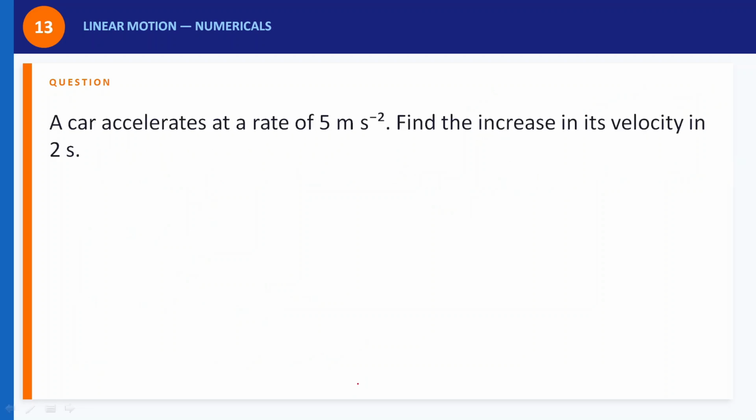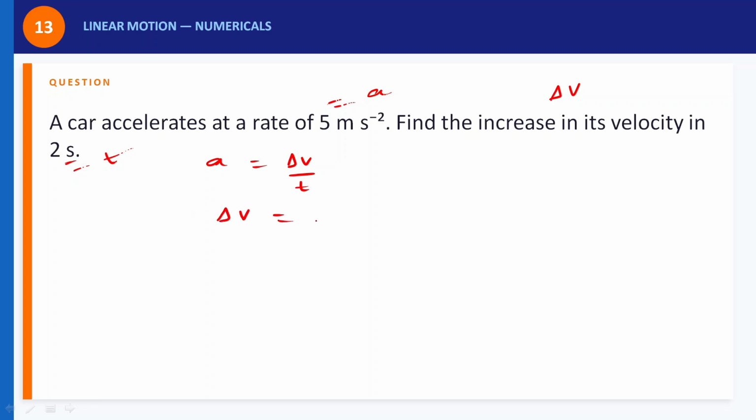The next one. A car accelerates at a rate of 5 meter per second square. Find the increase in its velocity in 2 seconds. This is the acceleration given, the time period is given here, and we have to find the increase in velocity, I mean delta v. The formula is a equal to delta v by t, where delta v is the increase in velocity.